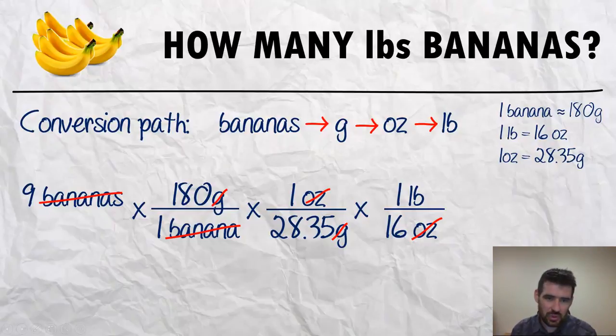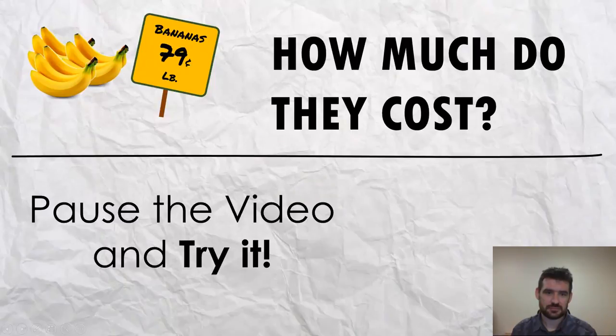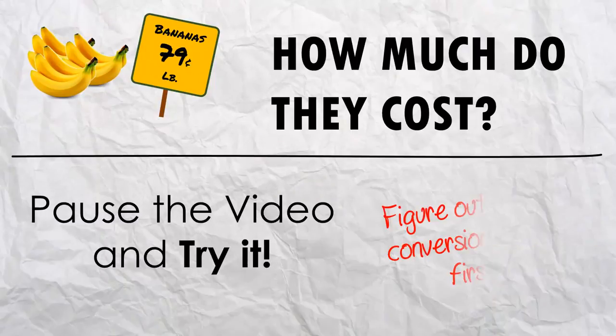We can now go through and do the calculation, which is 9 multiplied by 180 divided by 28.35 divided by 16. This is 3.57 pounds. Now we can figure out how much they cost. Pause the video and give it a try. Remember to figure out your conversion path first.